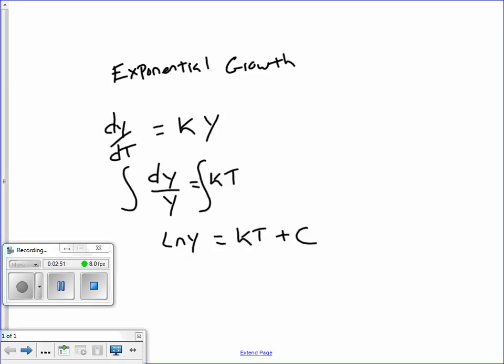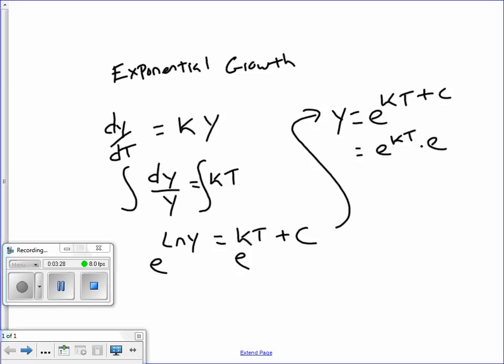To make it useful, we want y by itself, correct? So what do I do to get y by itself? Exponentiate. Make each side the exponent of e, which gives me y equals e to the kt plus c. But then we said I can play some games and massage this a bit and break up the right-hand side using my exponent rules: e to the kt times e to the c. And that e to the c is just a new constant.